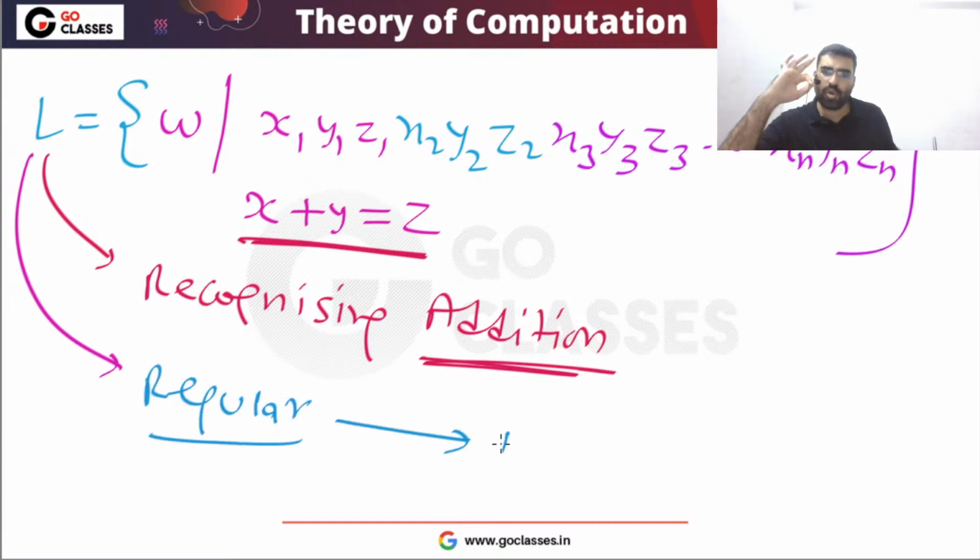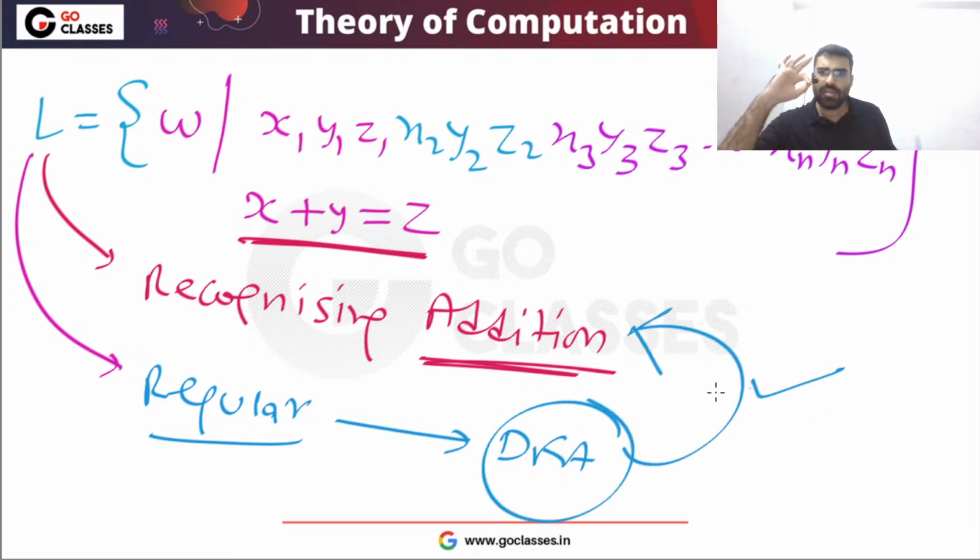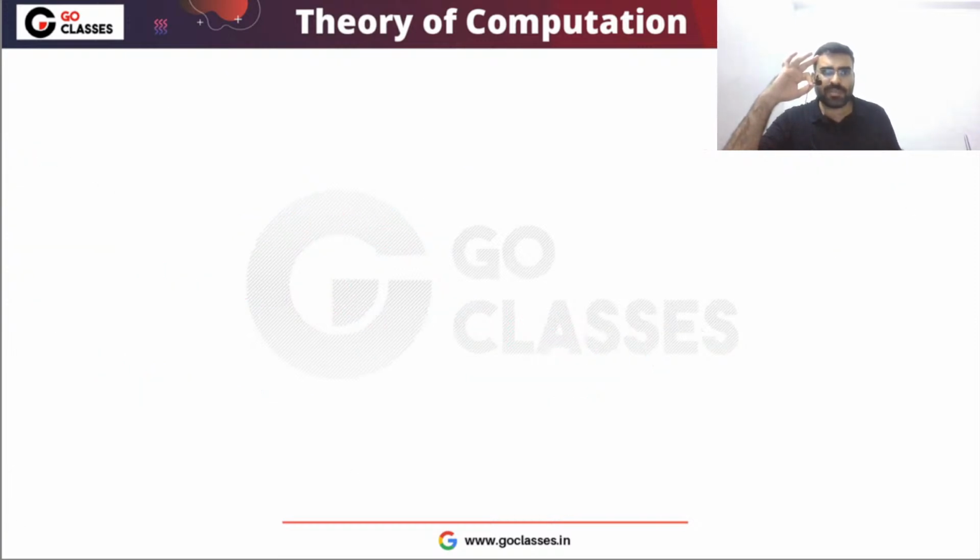So for this language, we have already created a DFA. This DFA is recognizing addition, correct or not? After some time we will see this, because in our GoClasses Theory of Computation 2023 course, so far we have seen DFA and NFA, but there is something called pumping lemma. We will study the pumping lemma and the Myhill-Nerode theorem, and we will see which languages are regular, which languages are not regular.